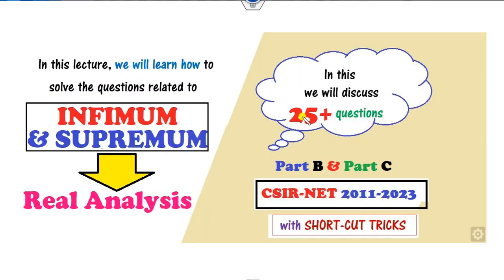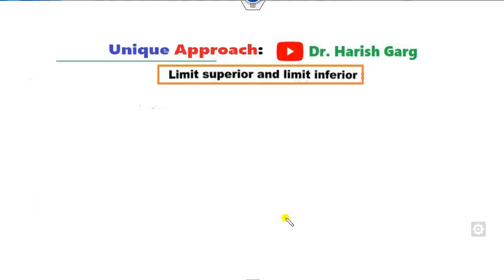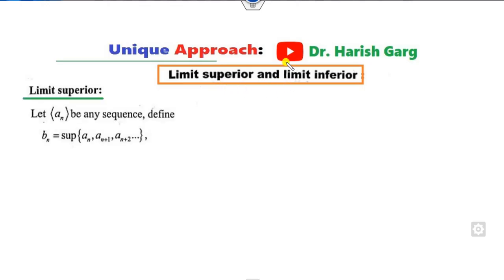So the objective is we will cover 25 plus questions related to the infimum and supremum. We will cover the Part B and Part C related questions from previous years. We will cover all these questions with the help of shortcut tricks. So let's first describe certain shortcut tricks and the concept of how you can approach questions related to the infimum and supremum. What is the limit infimum?